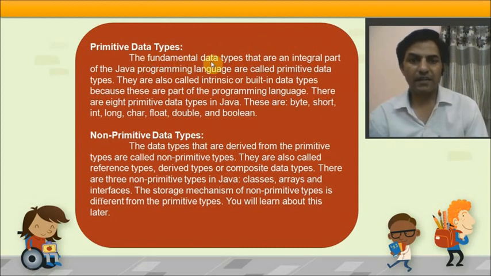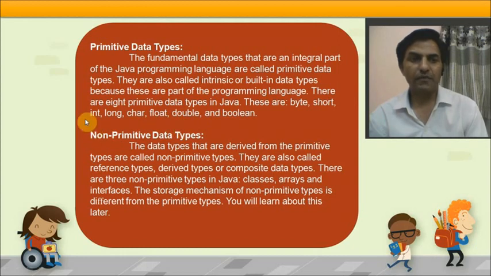The fundamental data types that are an integral part of the Java programming language are called primitive data types. They are also called intrinsic or built-in data types because these are part of the programming language. There are 8 primitive data types in Java. These are byte, short, int, long, char, float, double, and boolean.